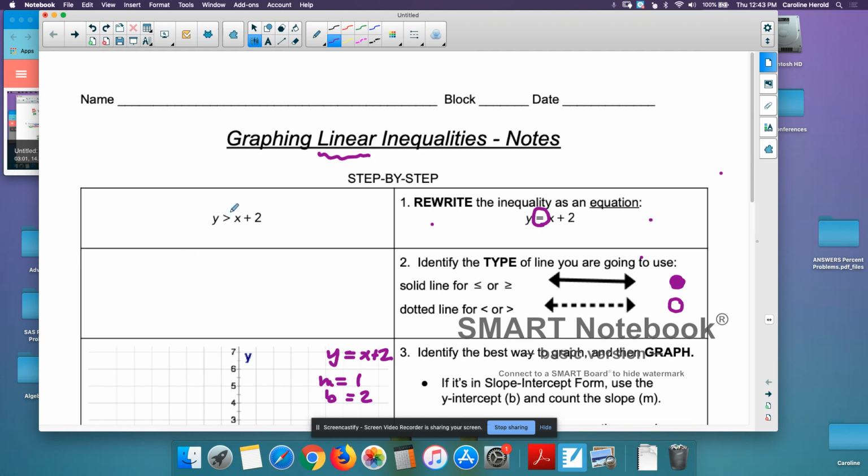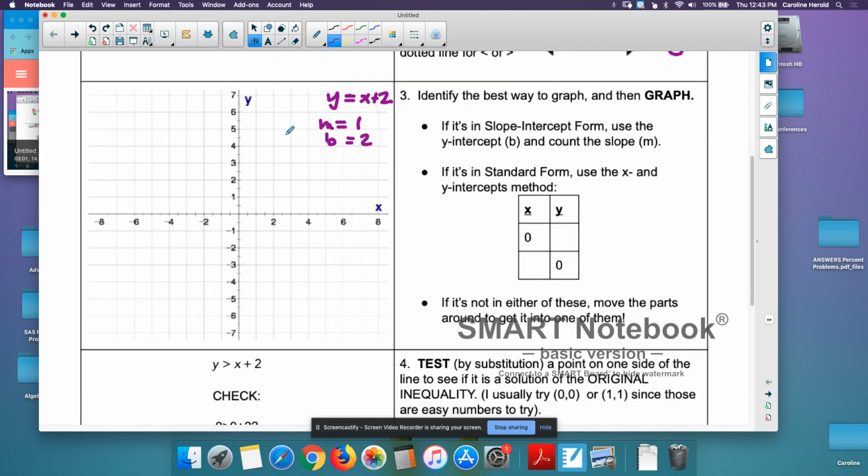So since this inequality is a greater than symbol, that means I'm going to be using a dashed line. Down here now, it says identify the best way to graph. This is why we went through different graphing methods last class. Just a reminder, since I have a y-intercept of 2 and a slope of 1, I'm going to use that to count where my line's going to have to go. And I'm going to go ahead and make a dashed line that goes through those points.